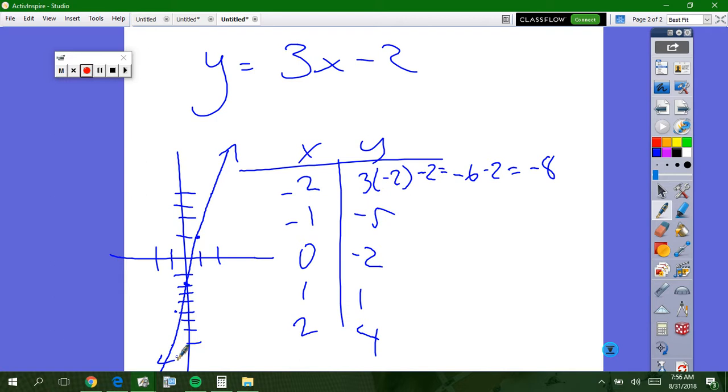I can plug in a half if I wanted to. I can plug in a 16 or things like that. But usually I'm picking nice values and then we just connect the dots in between because once again, there's an infinite amount of points within any 2 points, isn't there? Okay? And then we connect it. Any questions there?